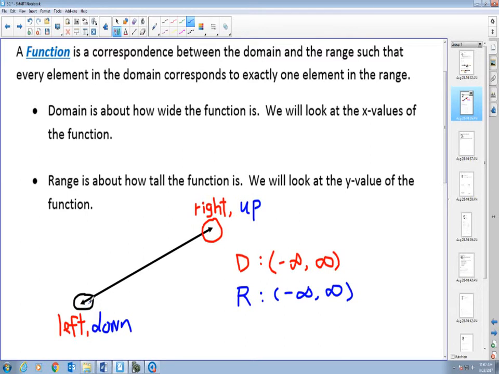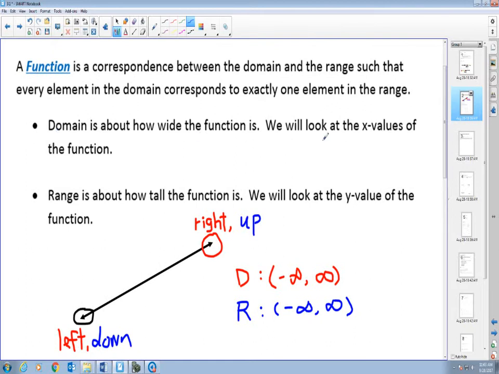Okay, so the idea of knowing that it keeps on going left and down, and the other side keeps on going right and up, without seeing the numbers, is very, very crucial when we take a look at domain and range. So domain is about the x values, the range is about the y values.